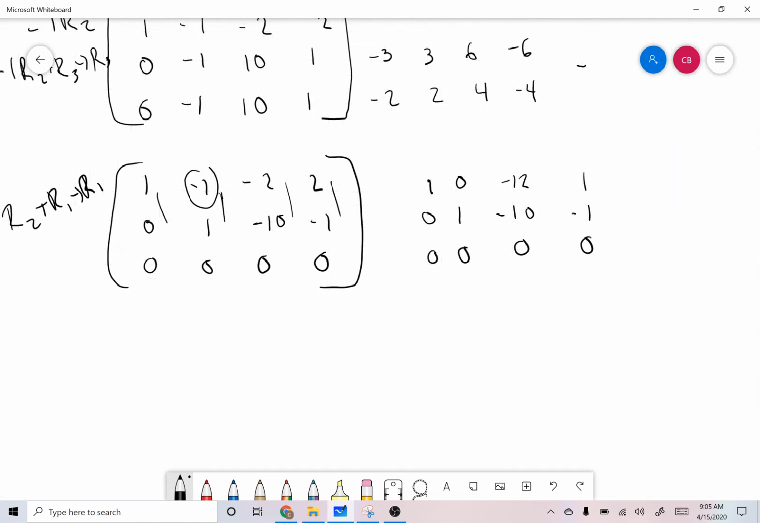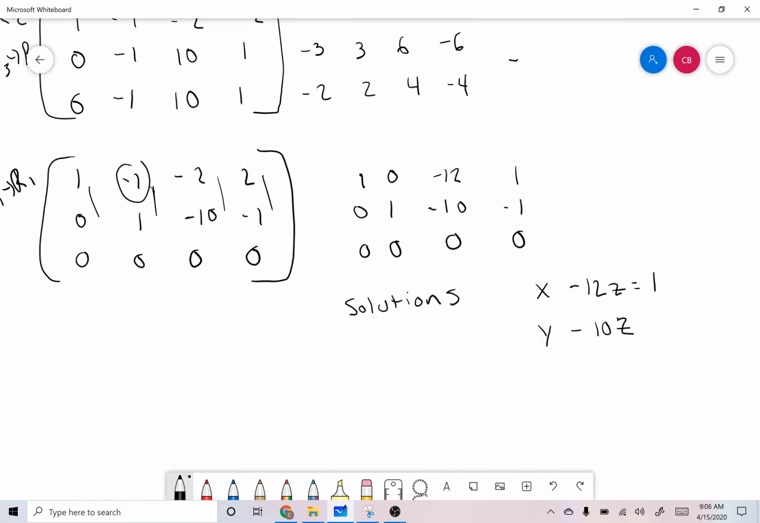Okay, now we know this is going to have infinitely many solutions. So we have the equations x, not x plus, x minus 12z is equal to 1, and we have y minus 10z is equal to -1.